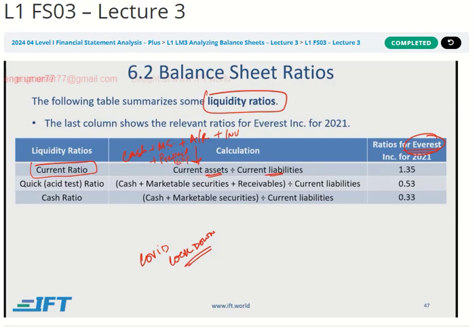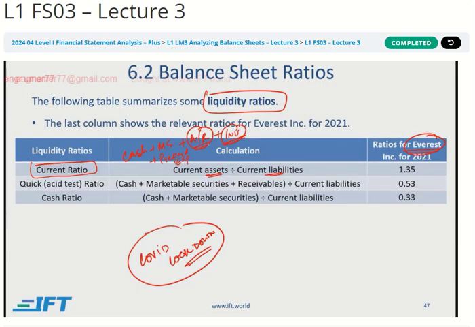But what I want to emphasize, and think about the COVID lockdown situation, is: can you really use all these current assets to pay for your current liabilities? Can you sell that inventory during the lockdown? Is it possible for you to convert that inventory into cash? Is it possible for you to collect the accounts receivable from your customers during the lockdown?